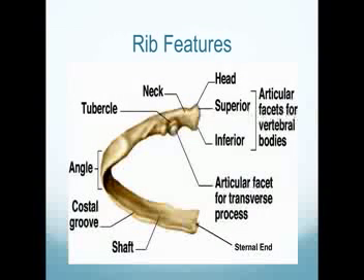Now, some other features that we didn't discuss here. We've talked about the head, the neck, the tubercle, and the costal groove. We have what we call the sternal end. There is then the shaft and then the angle of the rib that you'll also need to know. So be able to identify all those features as well.